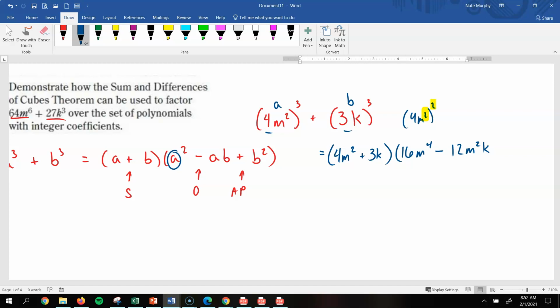And next we would have plus, then we're going to square the b. The b is 3k. So when I square 3k, well, 3 squared is 9, and then k squared. So this entire piece would be your answer. So that's a big one.